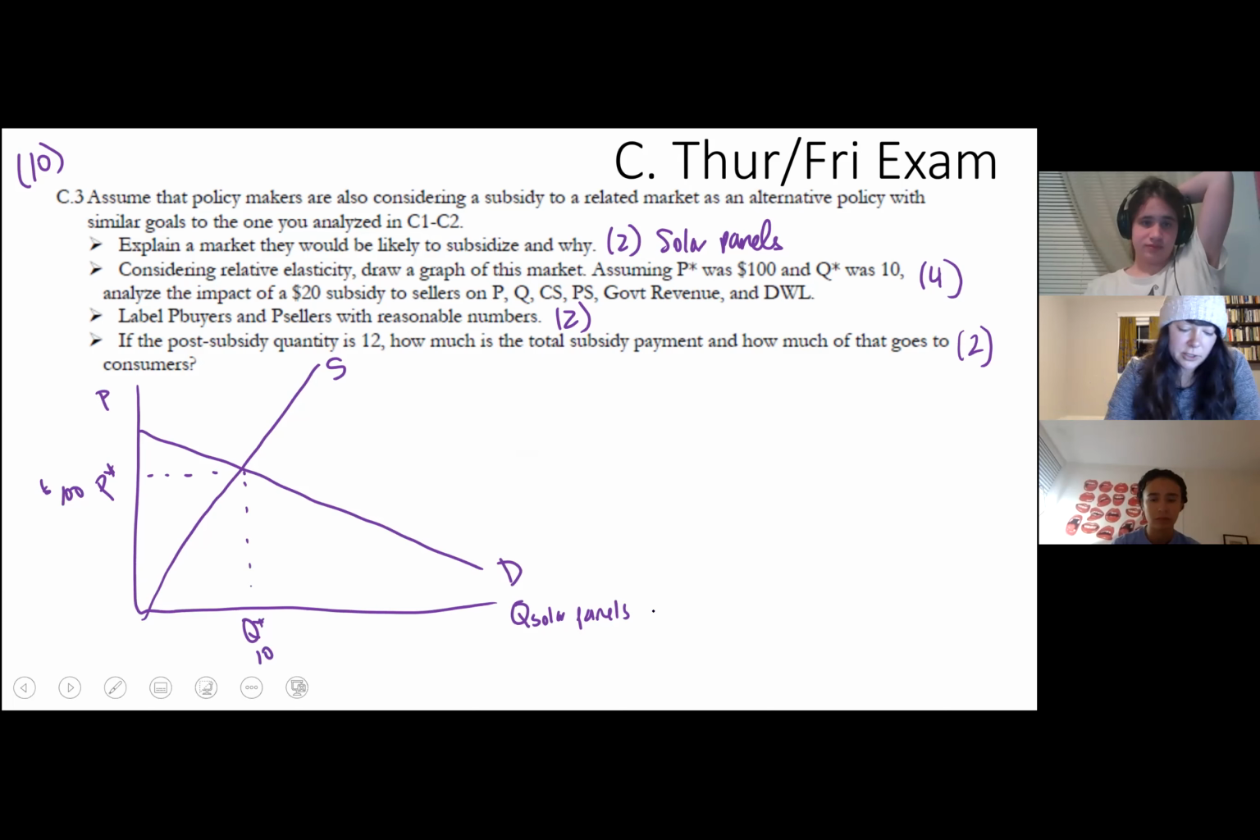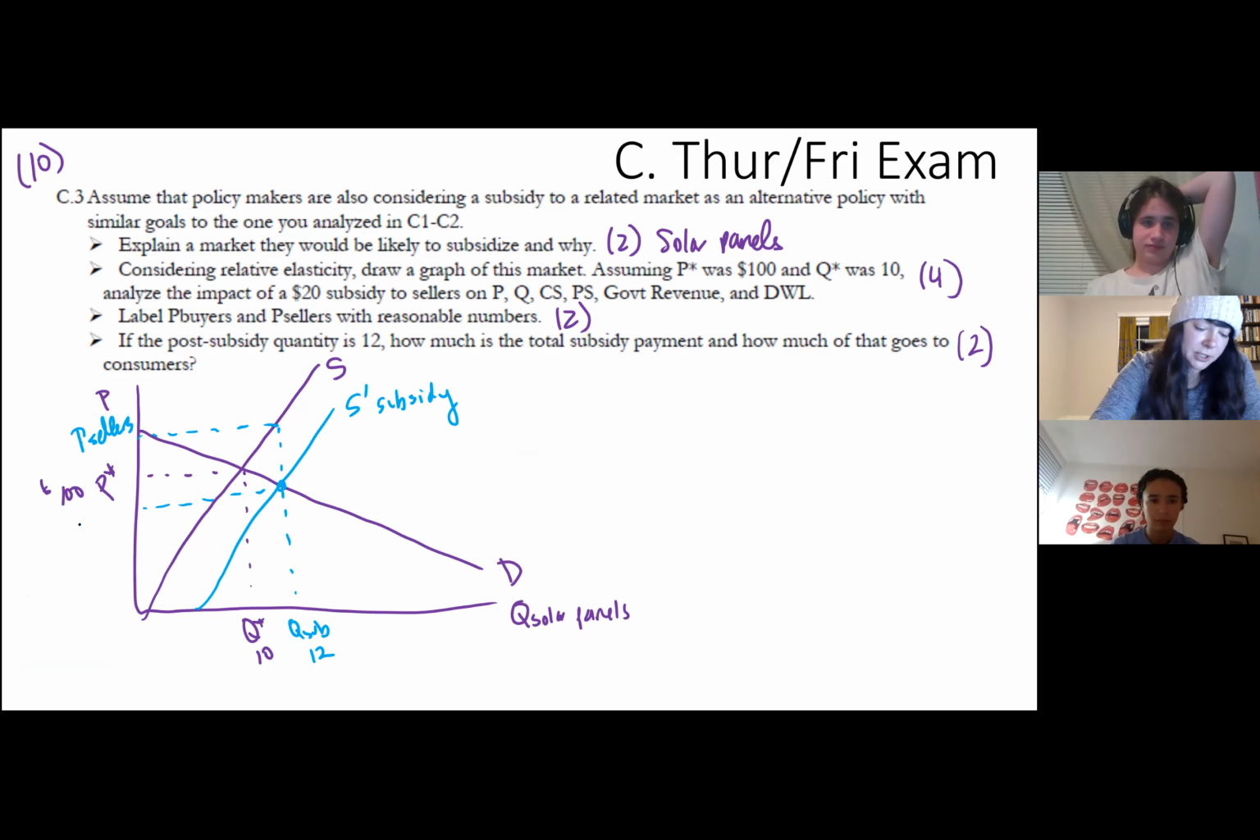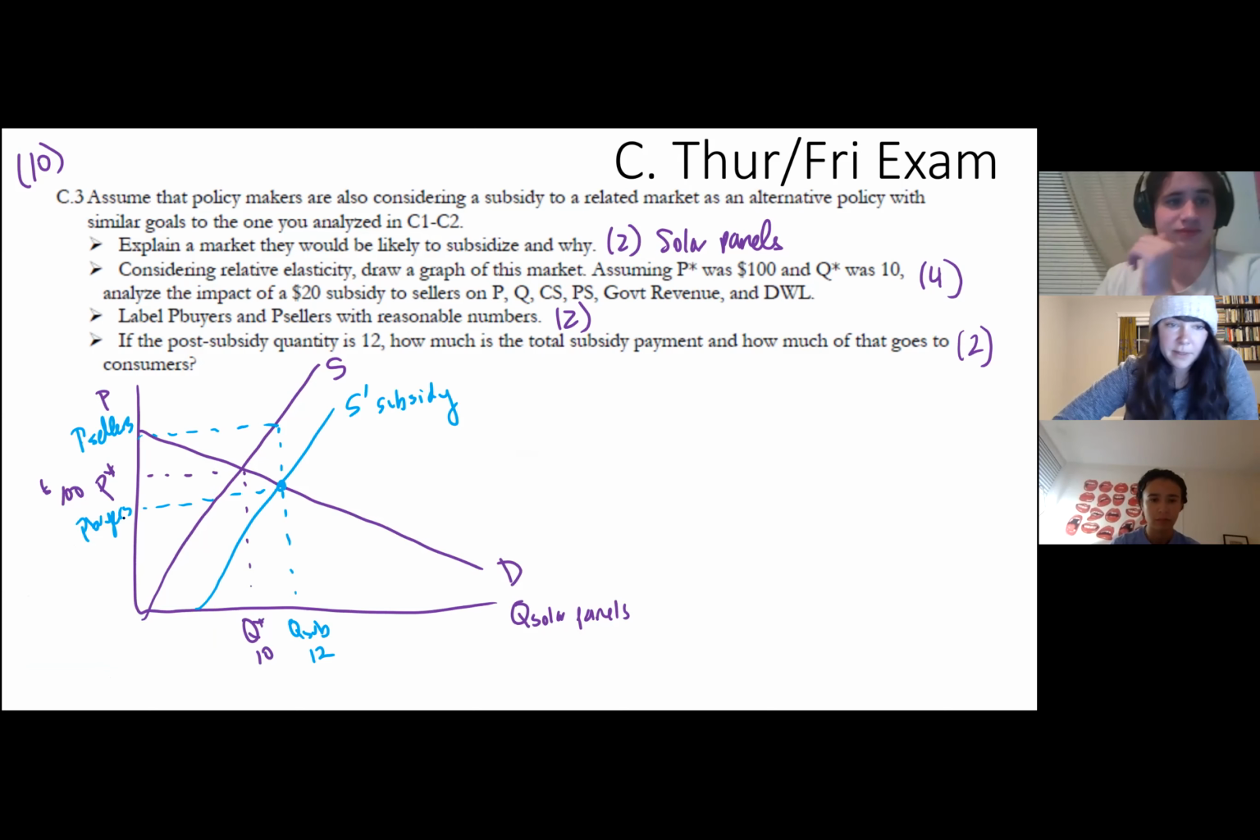So now we know it's going to shift the supply curve out. That means the first thing we do is find this new subsidy quantity. We're told that it's 12. At that subsidy quantity, there are two prices. The sellers get a lot more because it's hard for them to increase production. They need to benefit more from the policy than the buyers do. The buyers are price sensitive, so if we just drop their price a little, they'll buy a lot more.